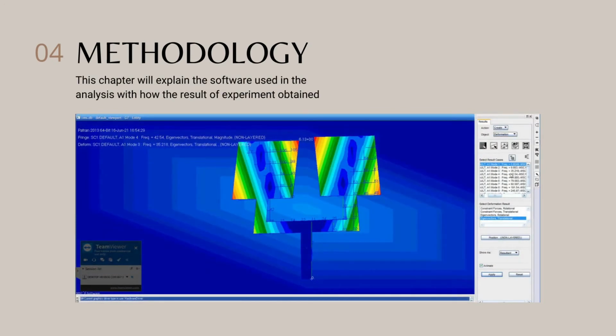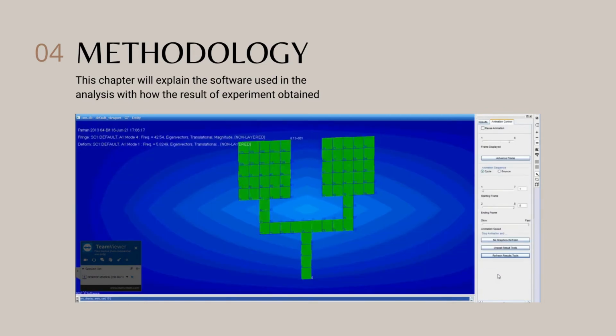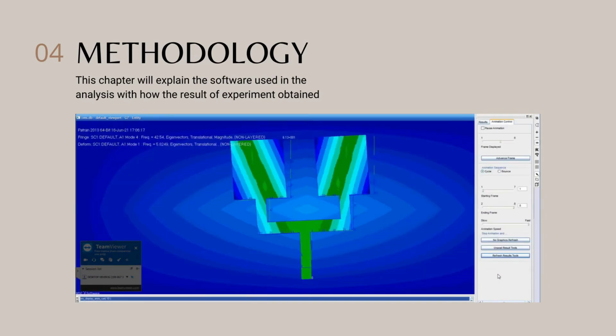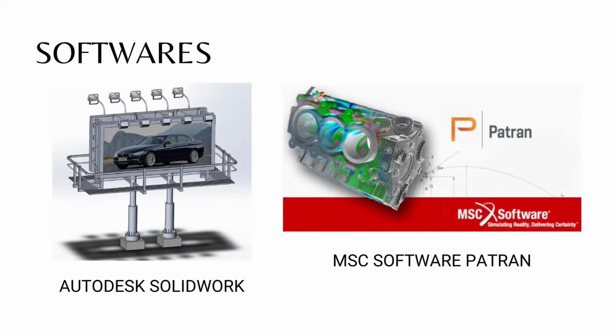Part 4, methodology. This chapter will explain the software used in the analysis and how the results of the experiment were obtained. Basically there are 2 software packages used in this analysis. The first one is Autodesk SolidWorks, and the next one is MSC software Patran.